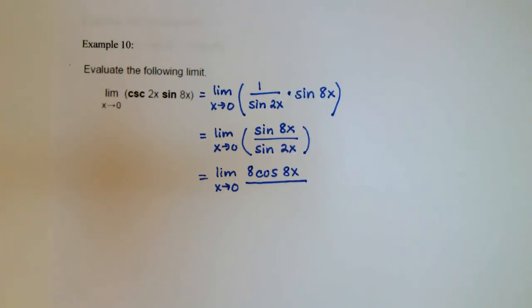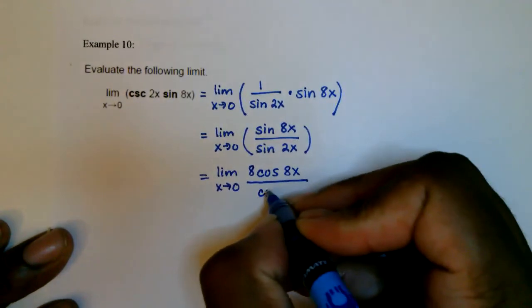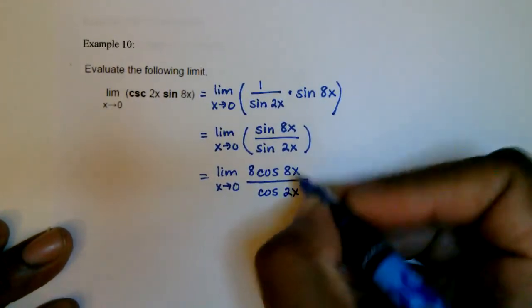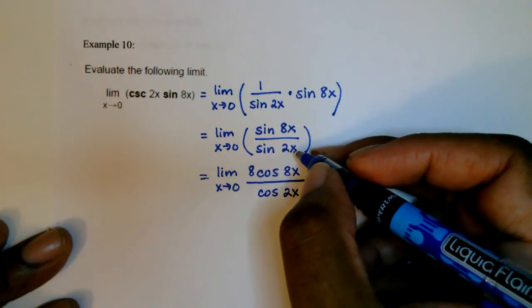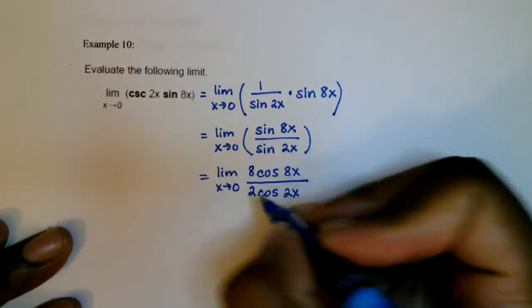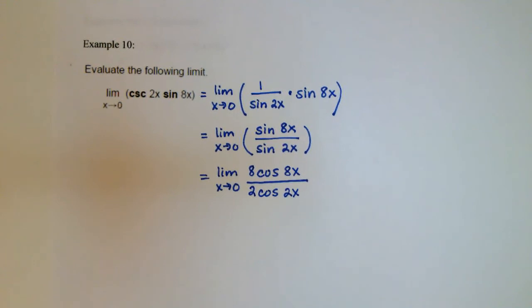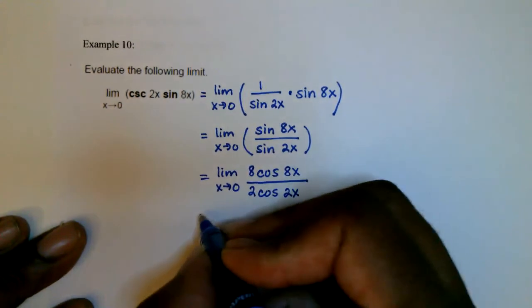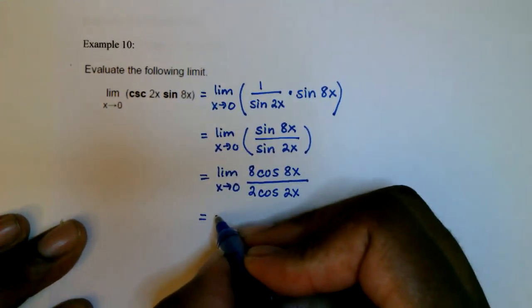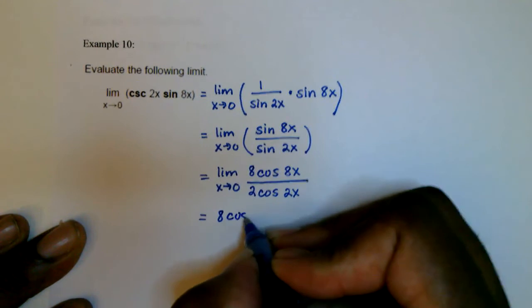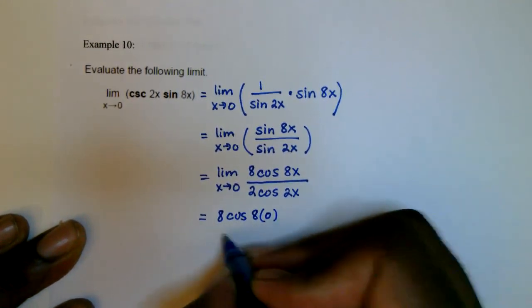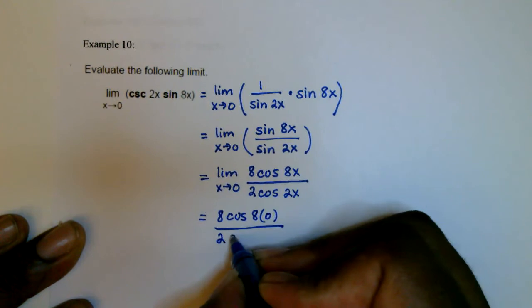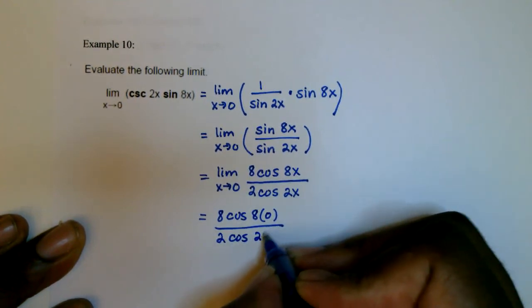Same thing here for the derivative of sine of 2x. That's going to be cosine 2x, but I got to take its inside derivative. The derivative of 2x would be 2. And now I can apply direct substitution here because I know something about the cosine of 0. That's going to be 1. So if I do direct substitution, this will be 8 times the cosine of 8 times 0 divided by 2 times the cosine of 2 times 0.